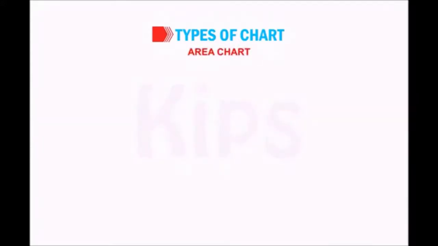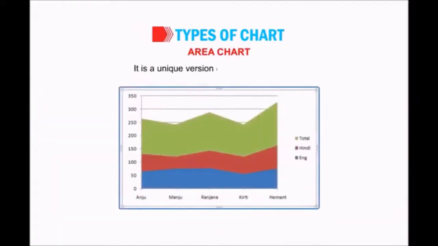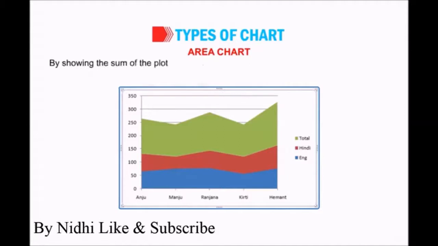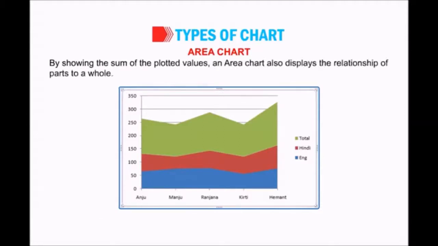Number 4. Area chart. It is a unique version of line or column chart. This type of chart has a greater visual impact than a line chart. It emphasizes on the magnitude, that is, the volume of change over time. By showing the sum of the plotted values, an area chart also displays the relationship of parts to a whole.